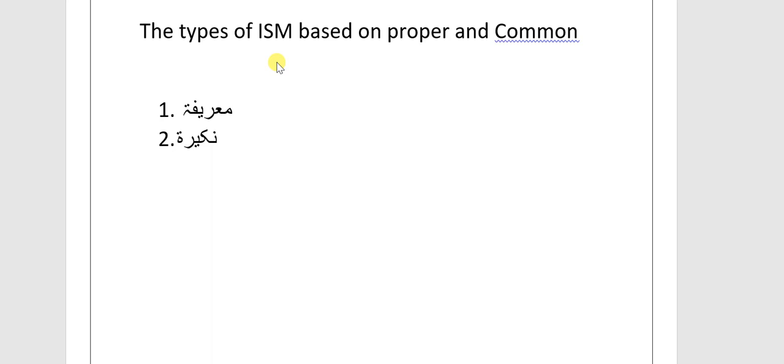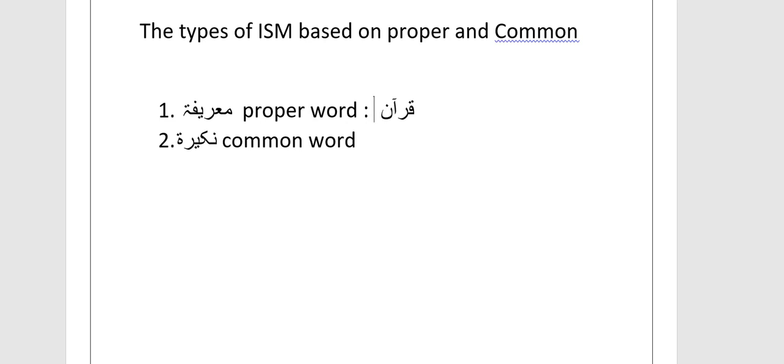So what is marifa and what is nakira? Let me explain this. Marifa is a proper word or ism, and nakira is an improper or common word. What is the meaning of proper and common? In a simple way, just suppose I am saying Quran. By hearing the word Quran, you understand that this is a special book, a religious book.